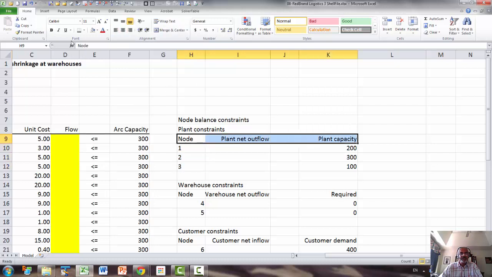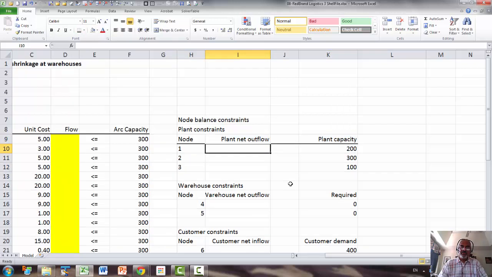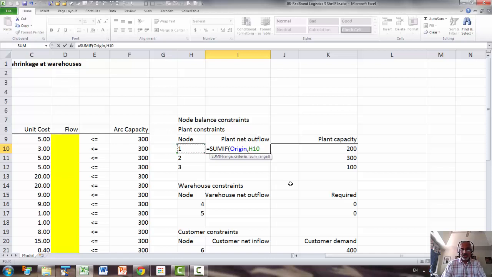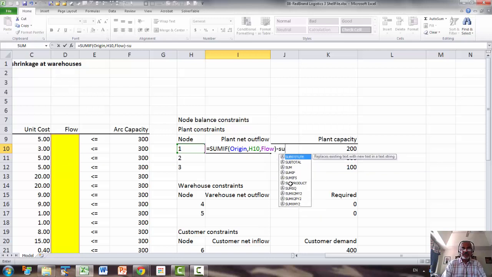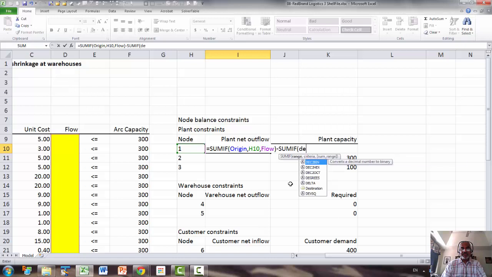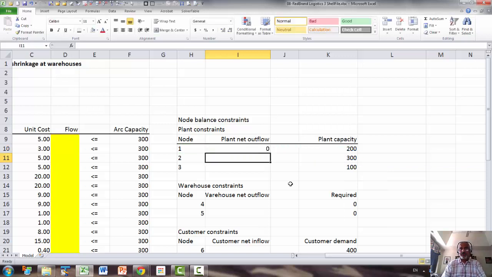Okay, so node balance constraint. The outflow from the origin points, there is no difference there. So sum if origin node and flow minus sum if destination, so what goes out is subtracted, and that should be less than or equal to plant capacity. There is no change in that one. Okay.